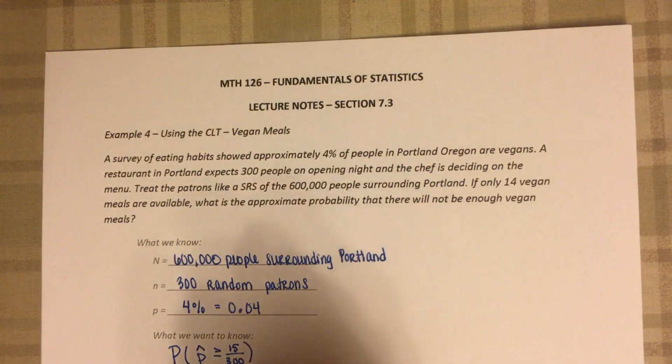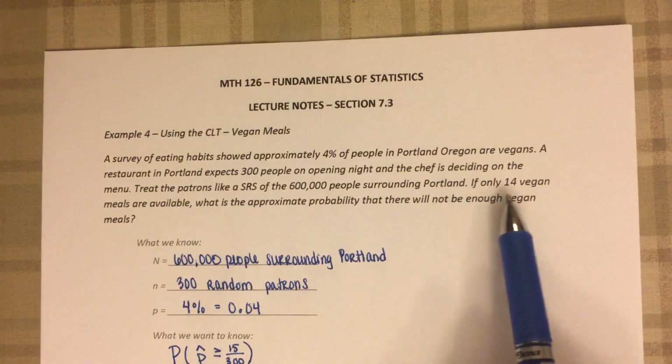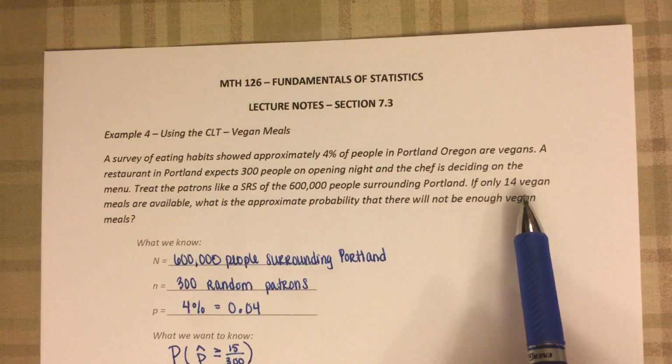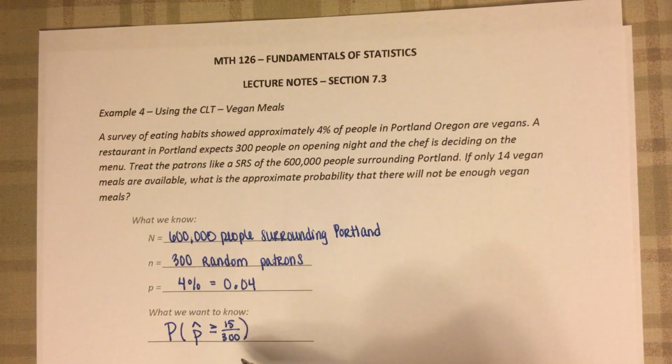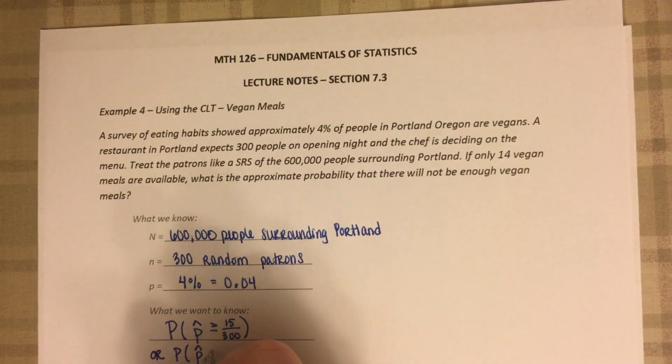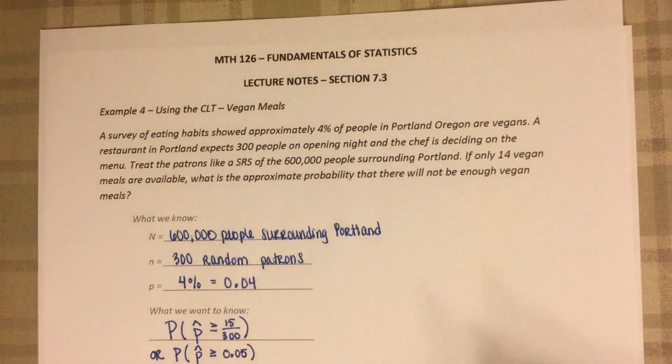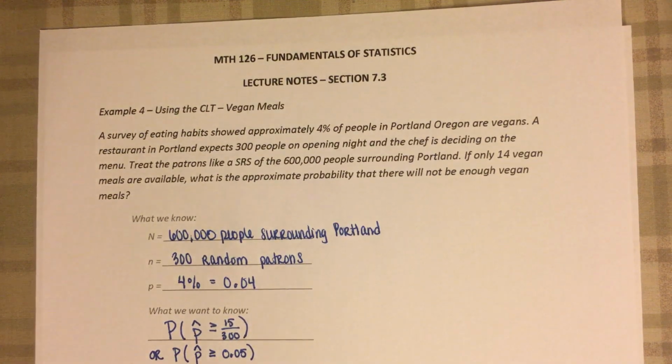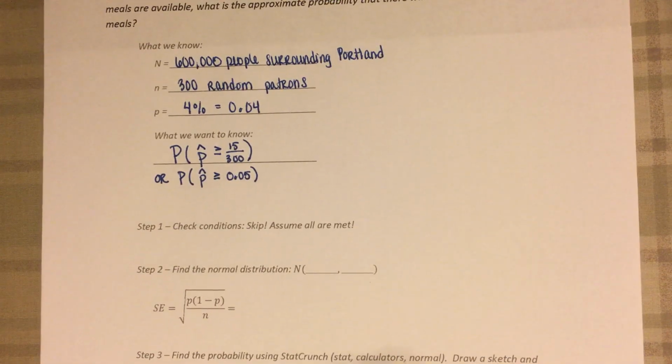Okay. The 15 comes from how many he's preparing. Right? If the chef prepares 14, well, 14 is enough. But if we have more than 15 people that come in that are vegans, that's not going to be enough. Right? So in this case, we're looking at this actually as a fraction or a ratio. We're going to change this to a percent and change it to a decimal. So we're going to say the probability that P hat is greater than or equal to 0.05. If you divide 15 divided by 300, we get 5%, which is 0.05.